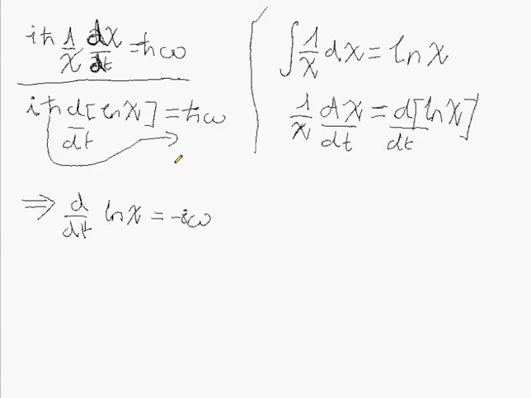Now we have an even simpler differential equation, and we can separate the variables. Multiplying both sides by dt, we get minus i omega dt.